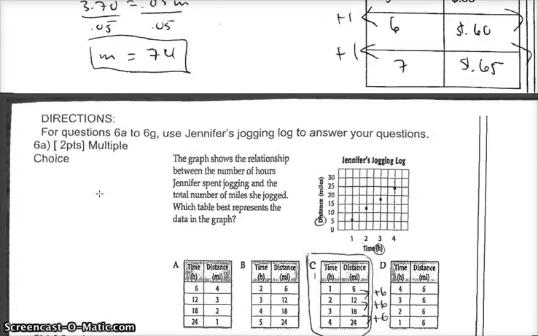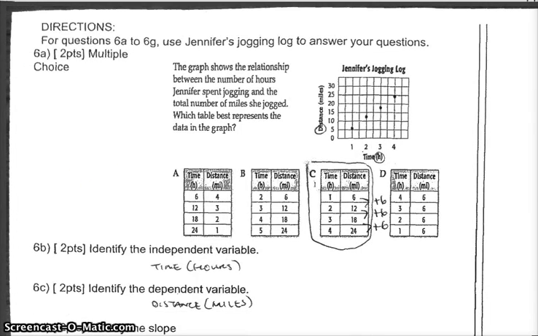Let's go on to question number 6. Questions 6A to 6G, use Jennifer's jogging log to answer your questions. The first part is multiple choice. The graph shows the relationship between the number of hours Jennifer spent jogging and the total number of miles she jogged. Which table represents the data in the graph?